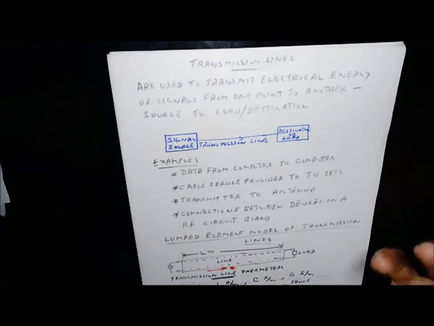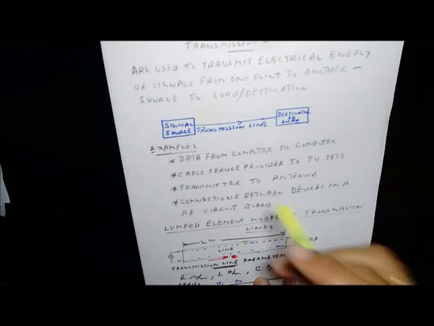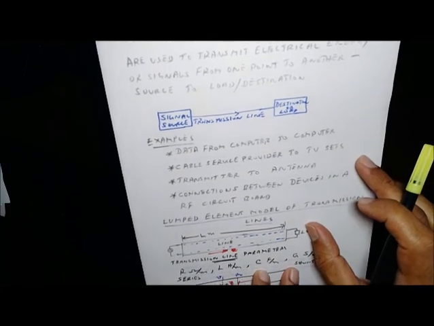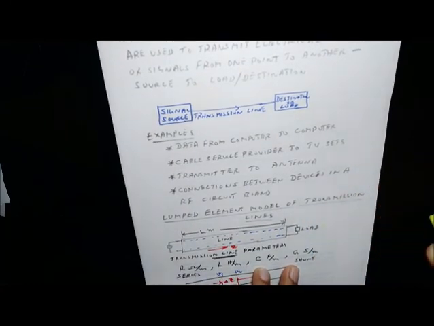And if you have an antenna at the top of your house, for the signals from the antenna to the TV sets, you need a transmission line over there. And of course, the other way around, from a transmitter to the antenna, you need a transmission line. And one more example, if I may add, connections between devices in an RF circuit board.